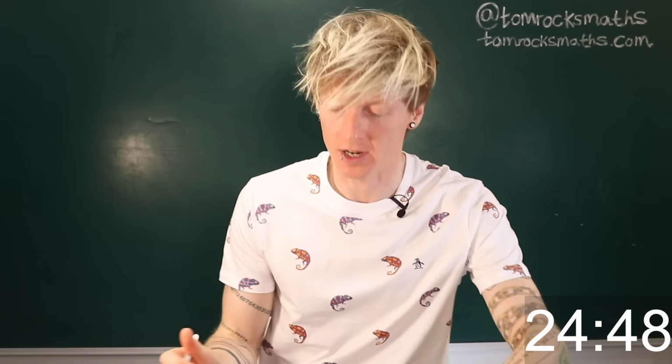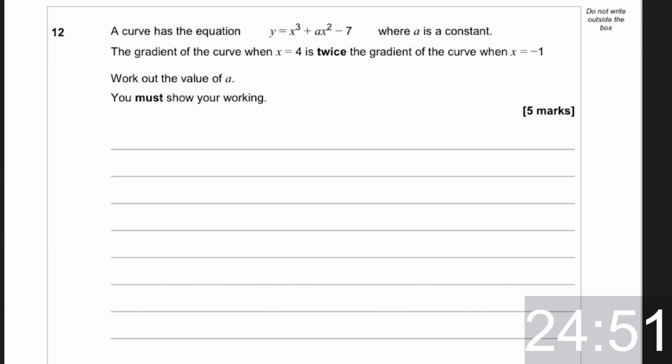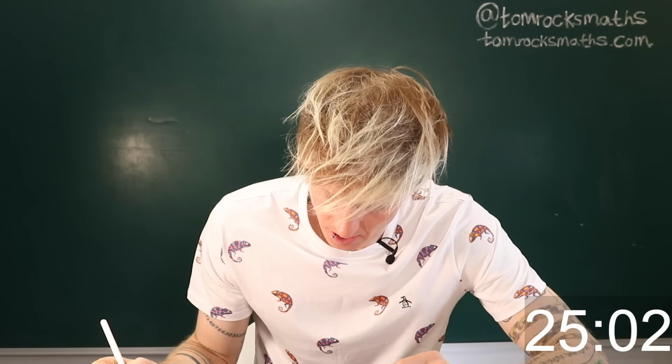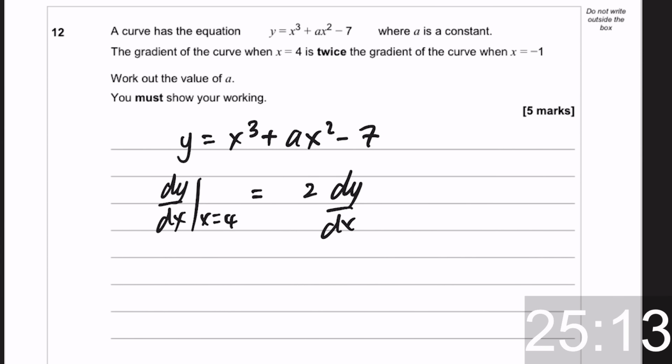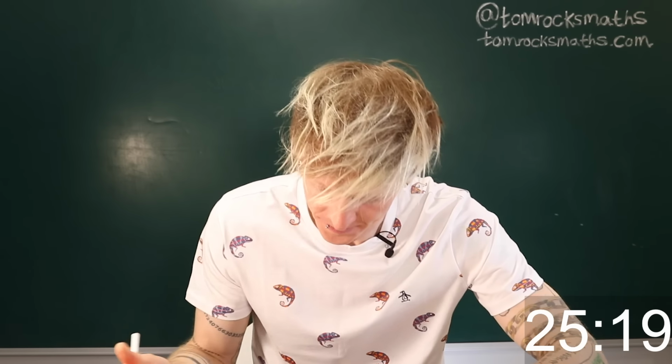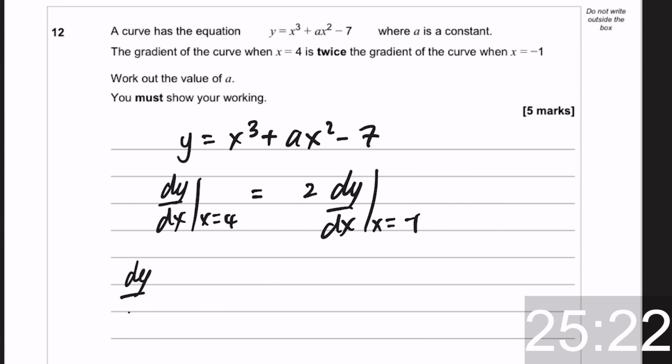Right, curve has equation y equals x cubed plus ax squared minus 7. The gradient of the curve when x equals 4 is twice the gradient. Okay, so dy by dx at x equals 4 is 2 times dy by dx when x is minus 1. Work out the value of a. All right, well, I'll just solve that. So what is dy by dx first? Dy by dx is going to be 3x squared plus 2ax.